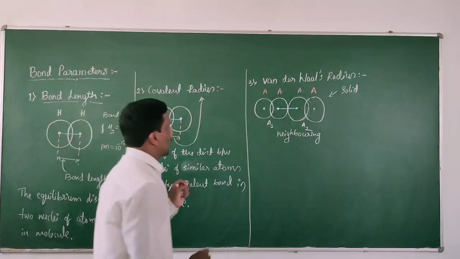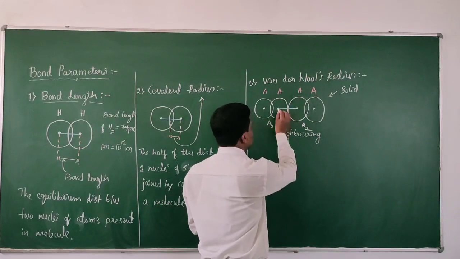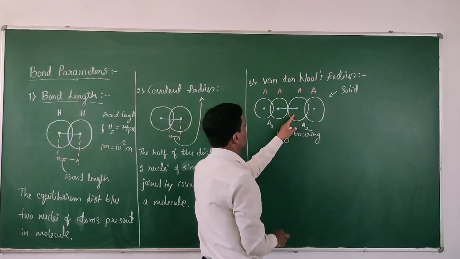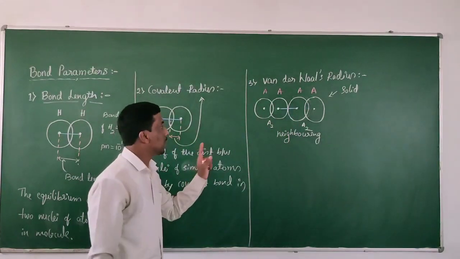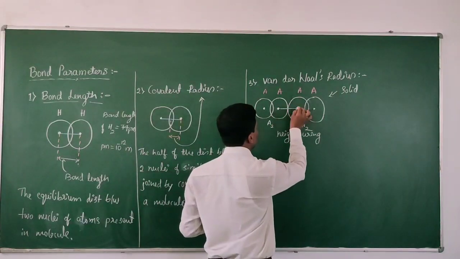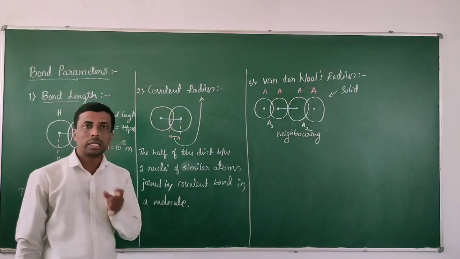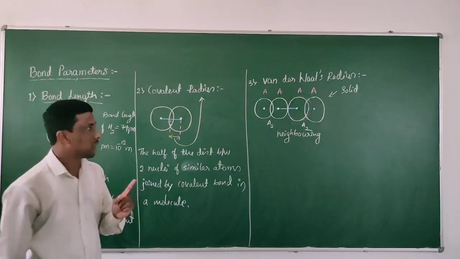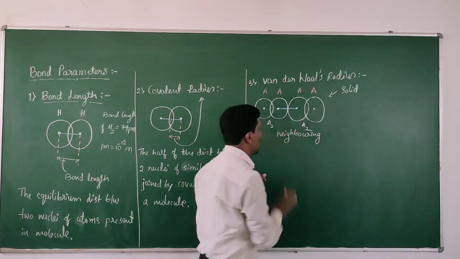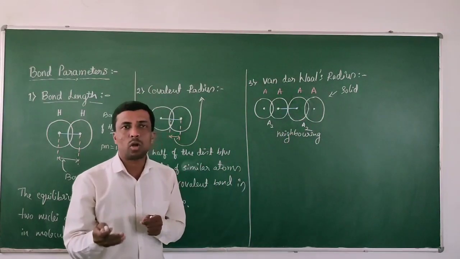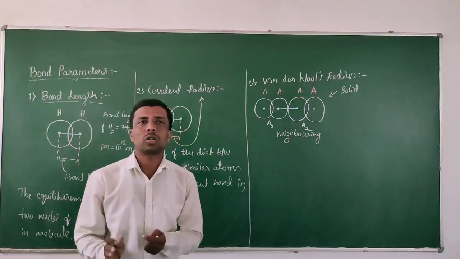Now consider this. This is the distance between two atoms. This is the distance between the nuclei of two similar atoms in a solid, but these two atoms do not belong to the same molecule. These two atoms belong to neighboring molecules.